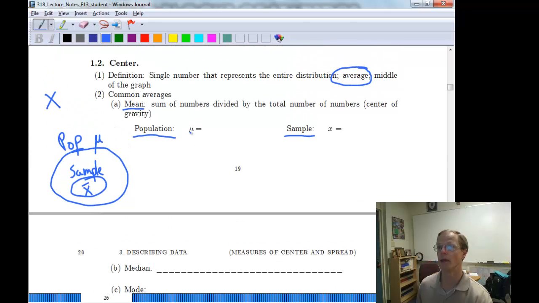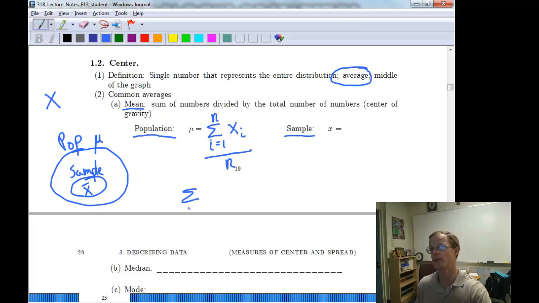Okay. Now, how do we denote this? The population mean, we use the Greek S for sum of all n observations on x. So that's i running from 1 to n divided by n. Okay, just for the record, the sum of i equals 1 through 5 of xi is x1 plus x2 plus x3 plus x4 plus x5, whatever those happen to be.